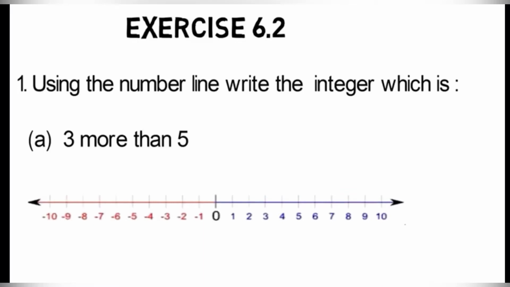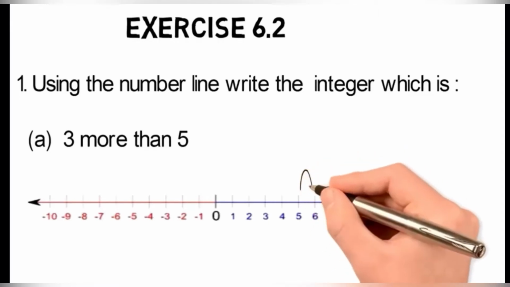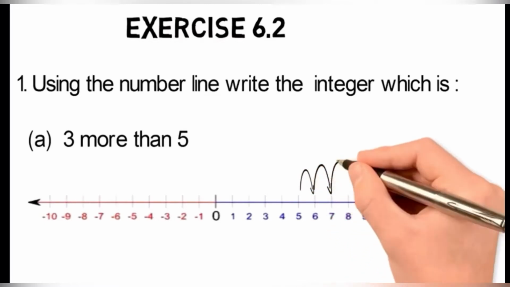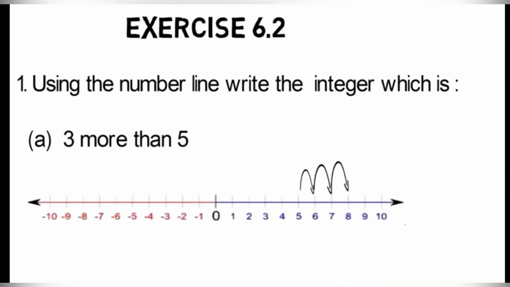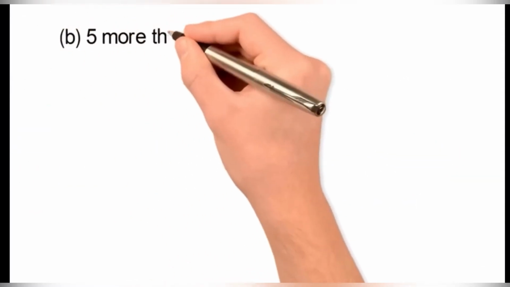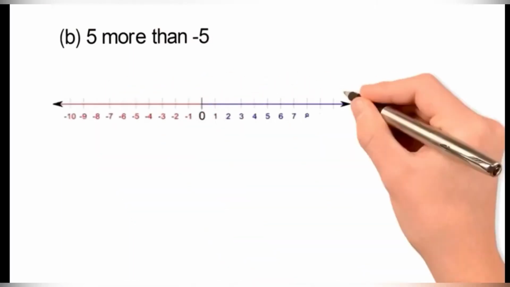So 3 more than, whenever it is more, that means you have to add. So 3 plus 5 will be 8. Basically, when you do the calculation in the rough column, 3 plus 5 is going to give you 8. So we'll go on 5 and we have to add 3. 1, 2 and 3. So you have reached on 8 and your answer is 8. Easy. The next question, 5 more than minus 5.